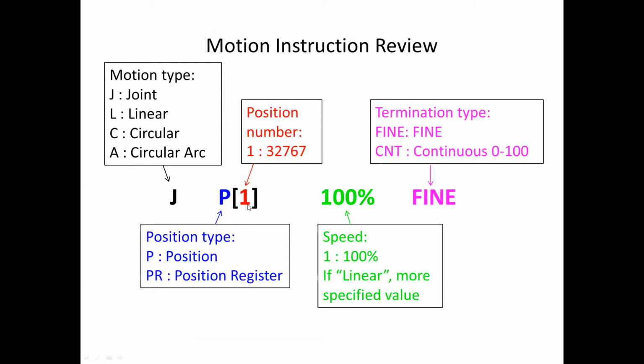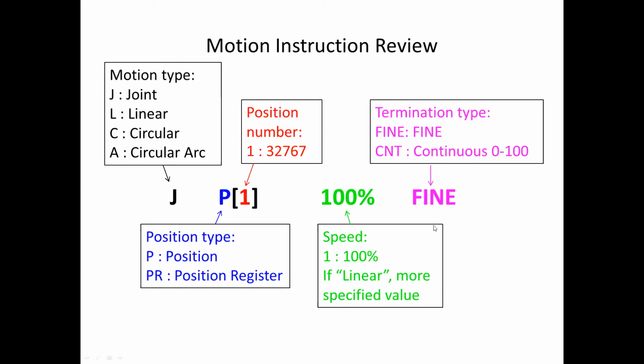The value 1 in the middle represents the position number. It can range from 1 to 32,767. Over here, this 100% represents the motion speed. It can range from 1% to 100%. If the motion type is linear, a specified speed value will appear here instead of the percentage.